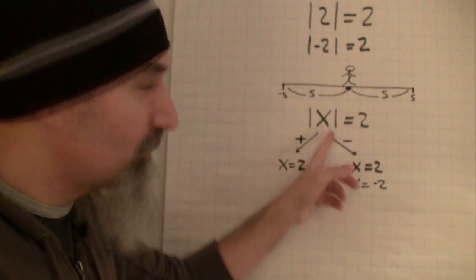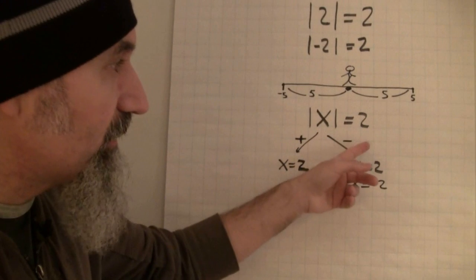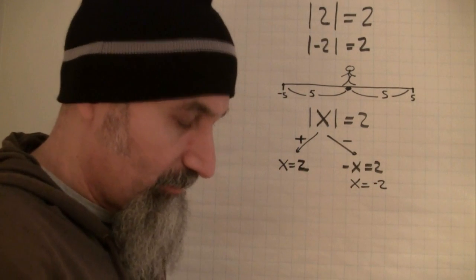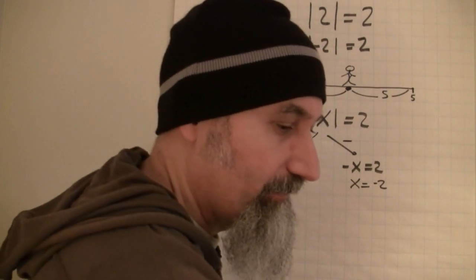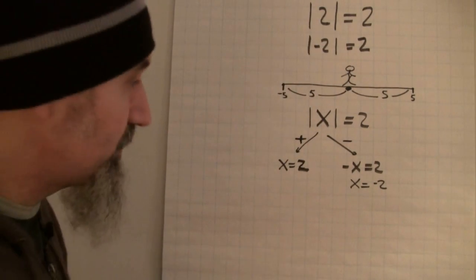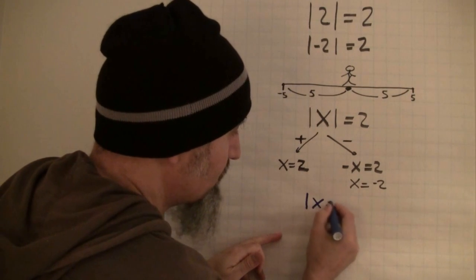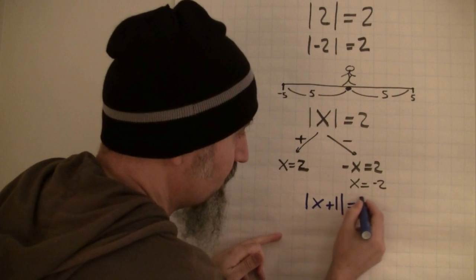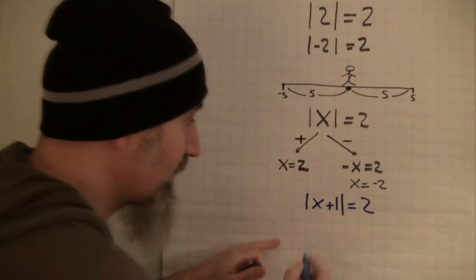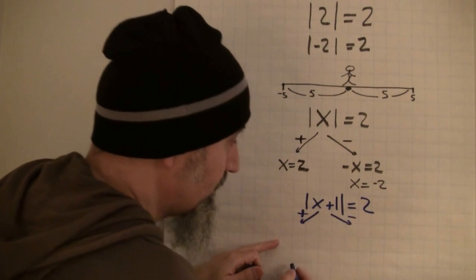Let's do it one step further. Let's solve another equation, which might be a little bit harder. Let's do this in blue. Let's say we have the absolute value of x plus 1 is equal to 2. Again, we take this in 2 different directions, positive and negative.